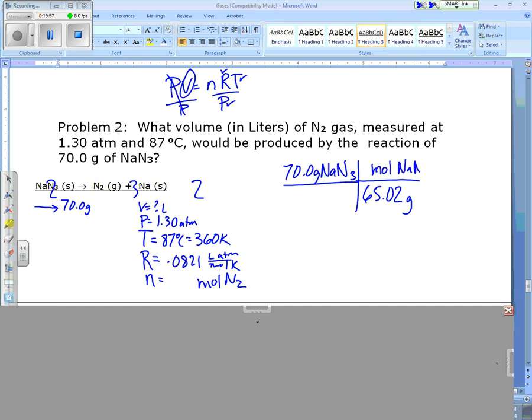Of NaN3. Now, I will caution you, do not stop there. It cannot be moles of a different substance. We need the moles of N2. Somehow they got much smaller. All right. So we use mole ratio. Moles of NaN3 to moles of N2, which is what we need the volume of. Fill it in with the coefficients. 2 and, what is it? N2 is 3. And now I can get the moles of N2.